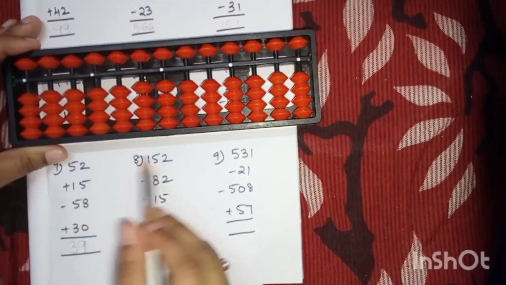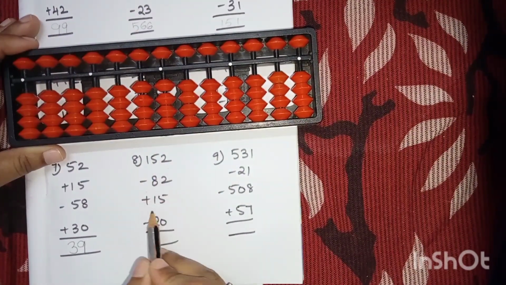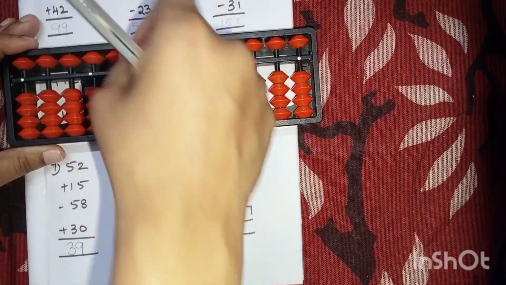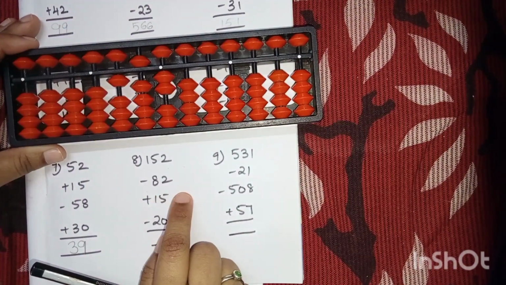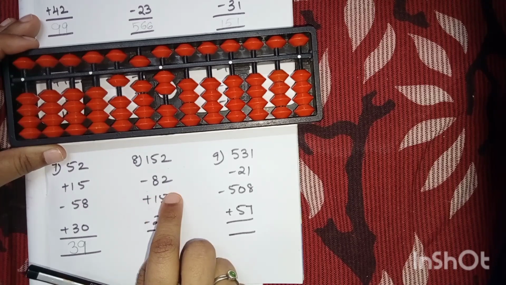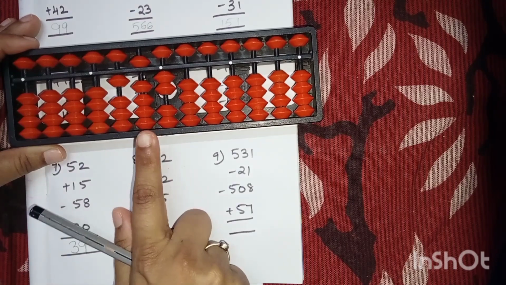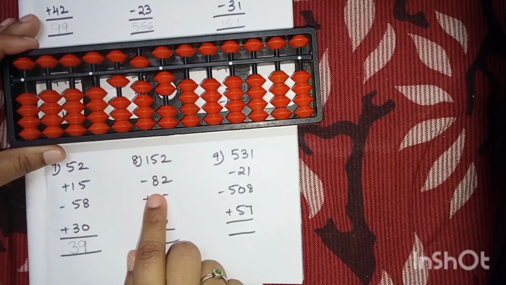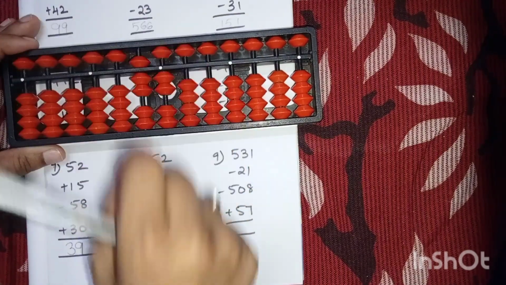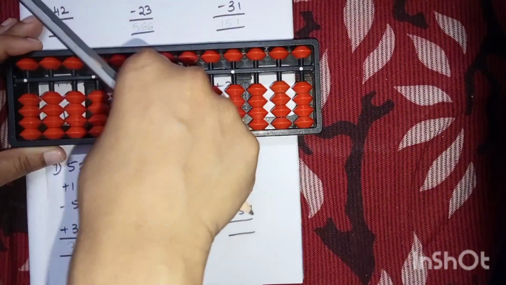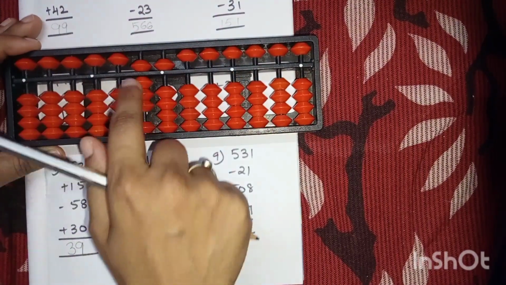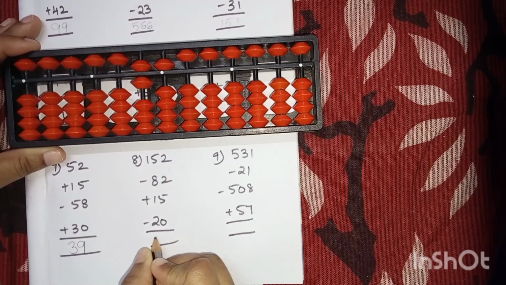Clear the scale. 152 minus 82 plus 15 minus 20. 152 minus 82. Here minus 80 is not available. So you have to take big friends formula. Minus 80 is equal to minus 100 plus 20 and minus 2 directly. Next add 15, next minus 20. So what is the answer? 65.